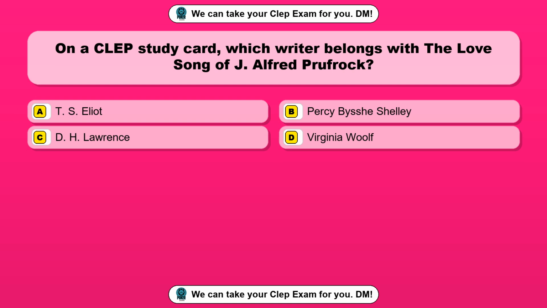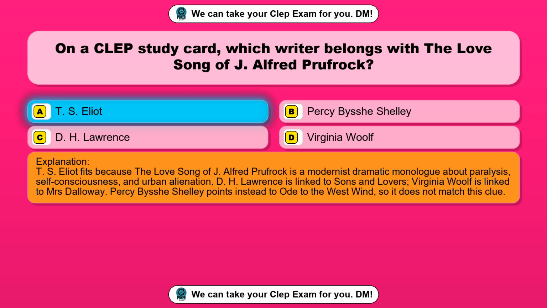Question 56. On a CLEP study card, which writer belongs with The Love Song of J. Alfred Prufrock? Option A. T.S. Eliot. Option B. Percy Bysshe Shelley. Option C. D.H. Lawrence. Option D. Virginia Woolf. The correct answer is option A. T.S. Eliot. T.S. Eliot fits because The Love Song of J. Alfred Prufrock is a modernist dramatic monologue about paralysis, self-consciousness, and urban alienation.